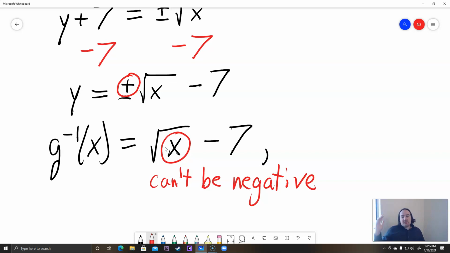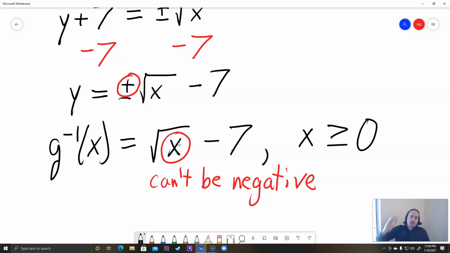So that means that at the end here, for our new inverse function, x has to be greater than or equal to 0. It's okay for it to be 0 because you can take the square root of 0, but it can't be negative because the square root of a negative number is imaginary. So since it can't be negative, x has to be greater than or equal to 0. Okay?